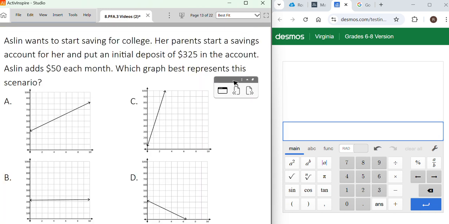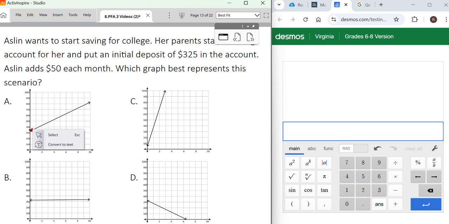Okay. Aslan wants to start saving for college. Her parents start a savings account for her and put in an initial deposit of $325. So let's stop there. That's where this account is starting, at $325. So let's look at all our graphs. A starts at $325. B starts at $325. C does not, so we can go ahead and mark that out. And D starts at $325.